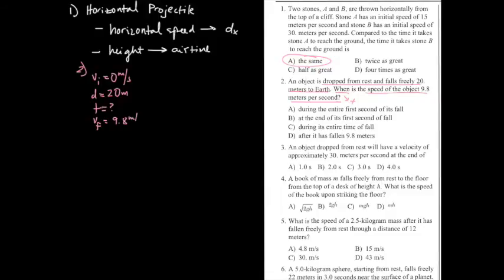Okay, so after you list your variables, we can figure out which equation we can use. VF equals VI plus AT, because we're looking for the time it takes to reach that speed. And so you should get T is equal to 1 second, approximately 1 second.